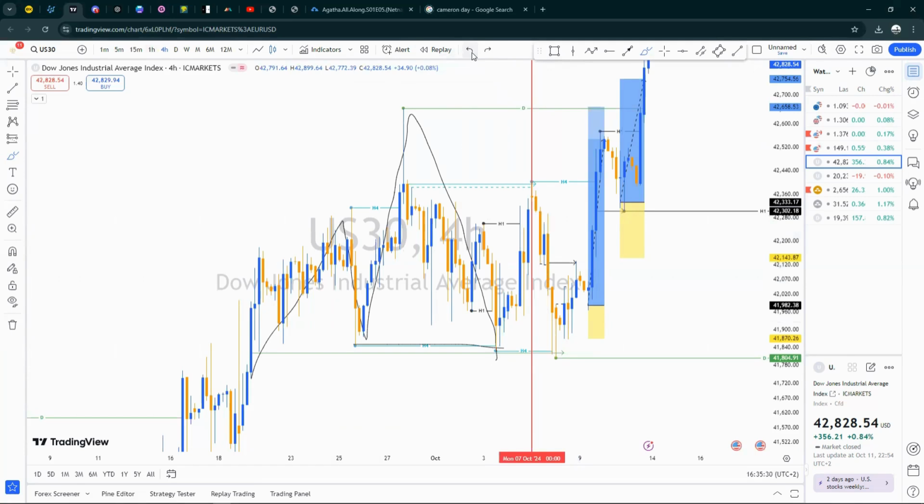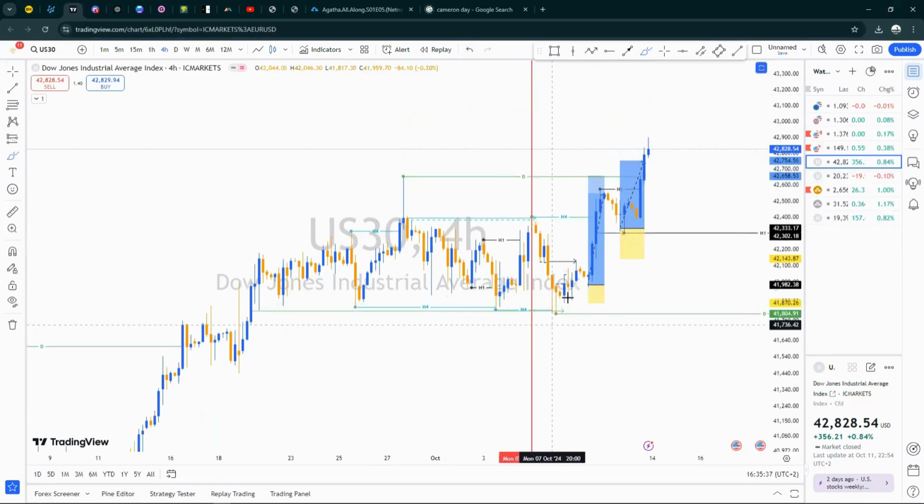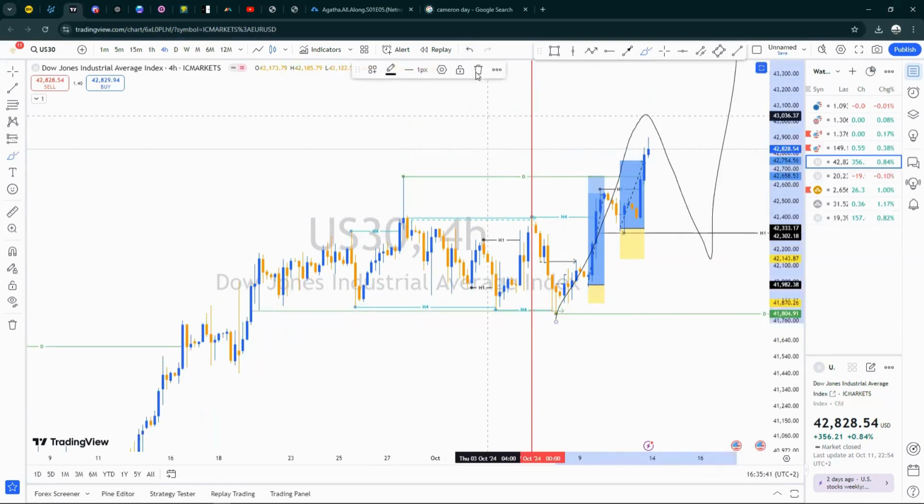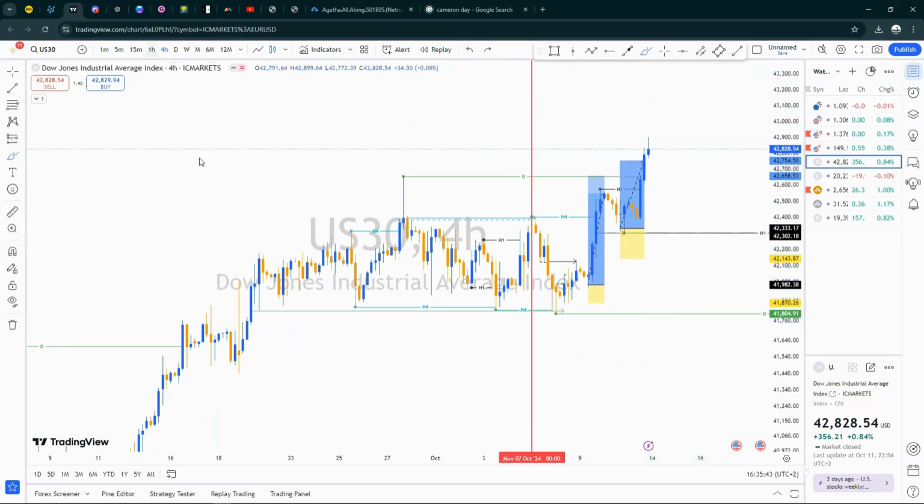You understand? I don't just enter here. I have to get a confirmation first. So based on currently, the range for H4 is like this. What we're expecting is something like this.